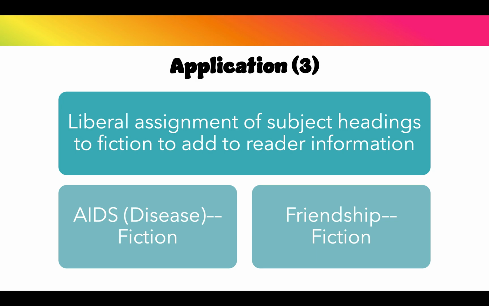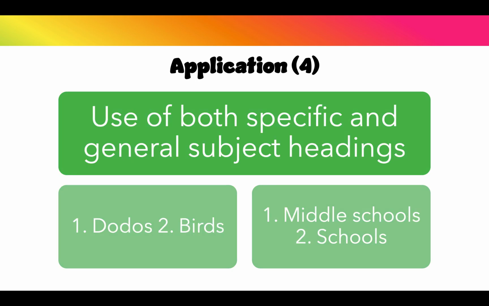Next, we can add -- fiction to subject headings if the topic adds to the reader's information on the subject. If a book about AIDS adds to the reader's knowledge about AIDS, then we can add it. And this also goes for abstract topics like friendship. Fourthly, KYAC uses both general and specific subject headings. For young children, it's more likely to only use the more common heading, like birds. Adolescents or older children may include both the specific and general, and young adults may only include the specific heading, like dodos.